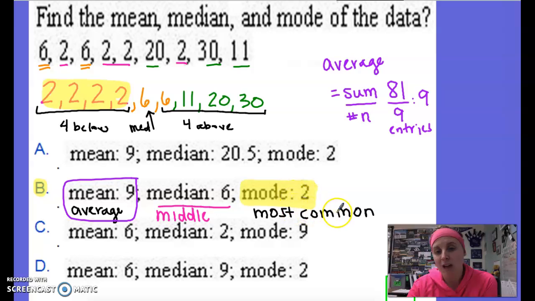The mode is the most common. I've got that highlighted. 2 is the most common entry. So that's just a review. We're going to do that again in 11.3 or 11.1, so we will come back to review that. Just a quick review.